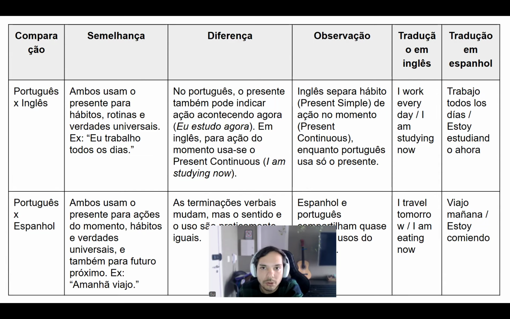Né? Observation. Observação. Em inglês separa hábito, presente simples ou present simple, de ação no momento, present continuous, enquanto português usa só o presente. So, in English, you separate habit, present simple, from actions in the moment. Example, I'm talking right now. This is the action in the moment, the present continuous. While in Portuguese, we use the present. But if I'm talking right now, in Portuguese, we're going to use the conjugation that we call gerúndio, present continuous. All right?